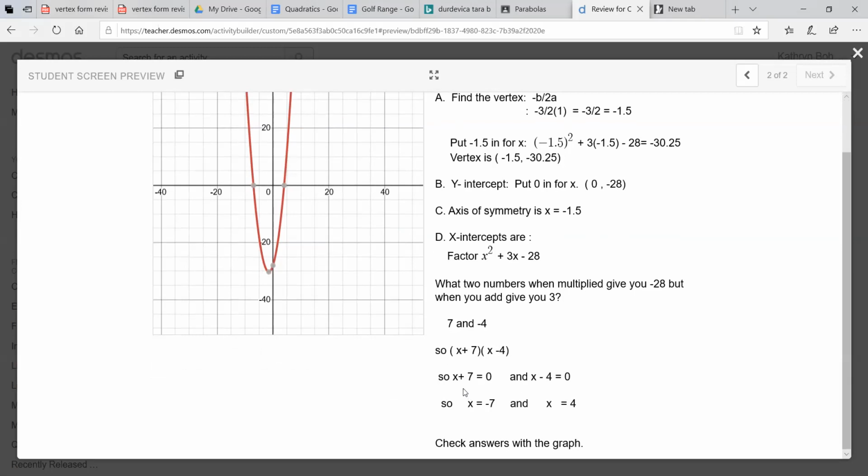So to find the zeros, we've done this before. X plus 7 equals 0, x minus 4 equals 0. So x is a negative 7 and x is a 4. And we check the answers with the graph right here.